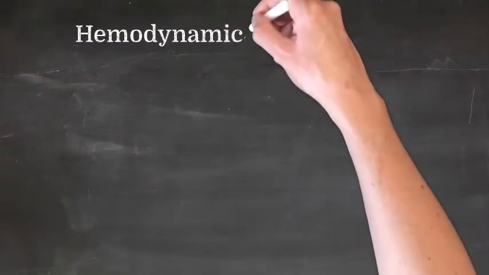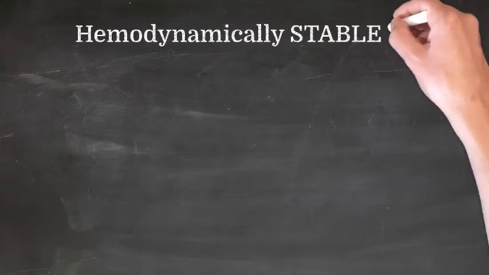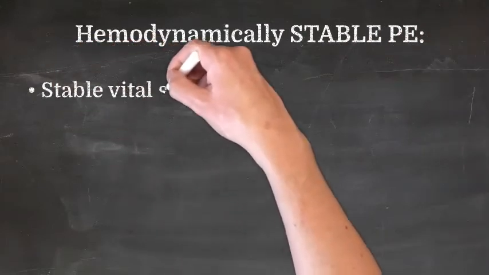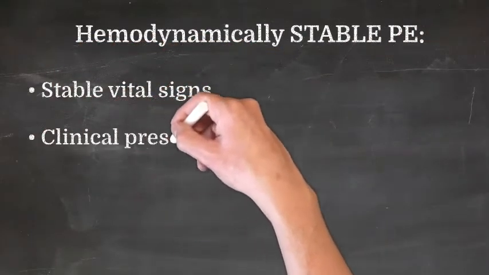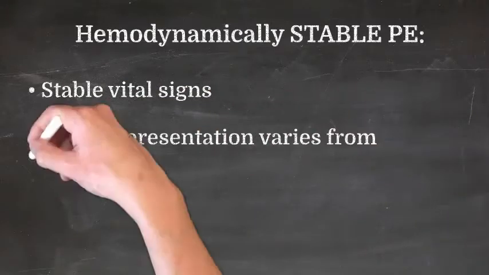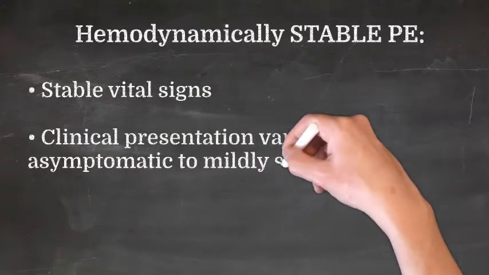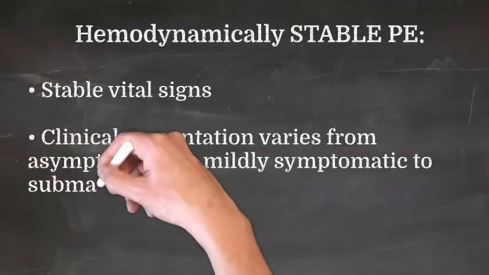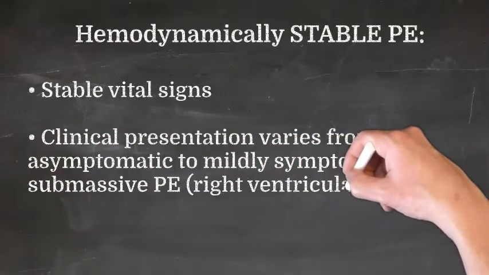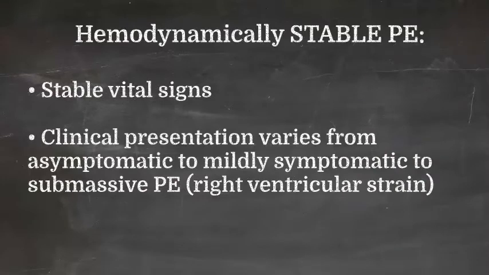So this PE is primarily what's causing the hypotension. A hemodynamically stable PE, by contrast, is defined by stable vital signs. So your patient is not hypotensive. The clinical presentation can vary. They may have just mild symptoms, or they may have what is called a submassive PE if they have associated right ventricular strain. They may be completely asymptomatic. So the clinical presentation will vary, but they would be considered hemodynamically stable if they're not hypotensive.